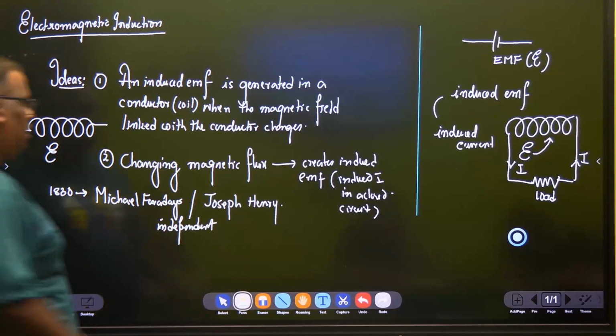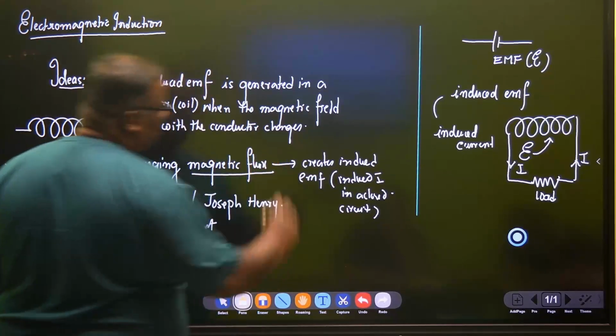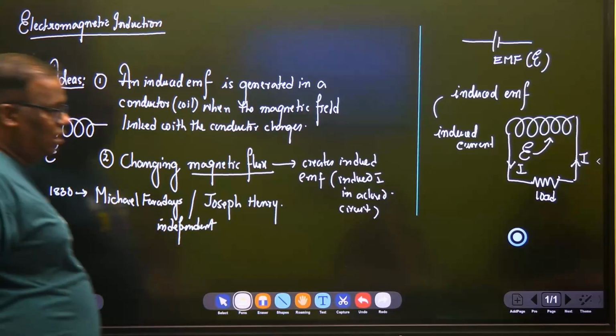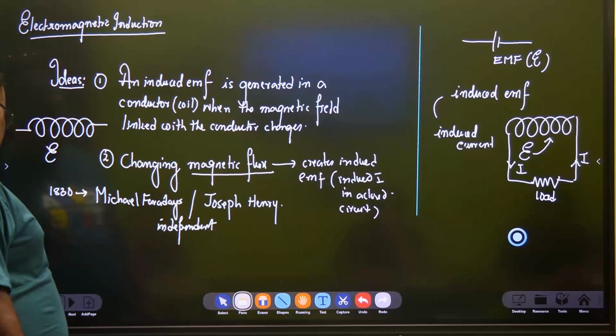So you will learn about a new term called magnetic flux. You already have an idea about electric flux, so we'll learn about something called magnetic flux also. Shall we go ahead? Okay.